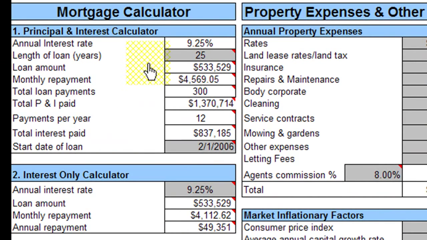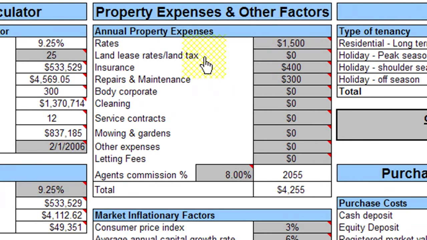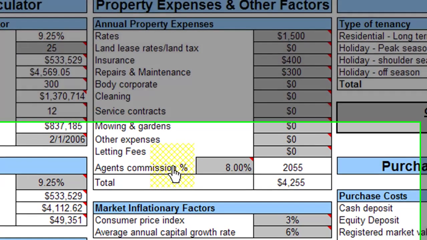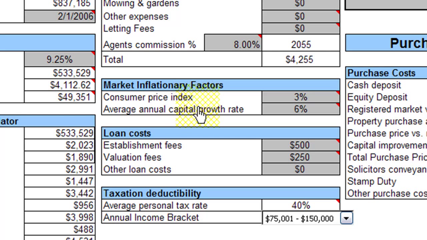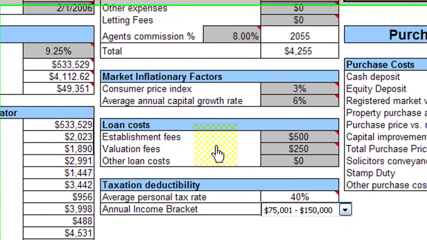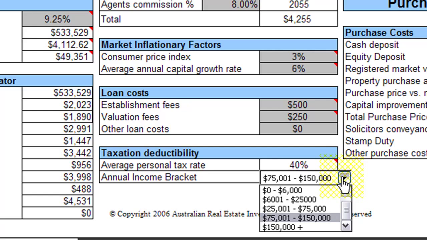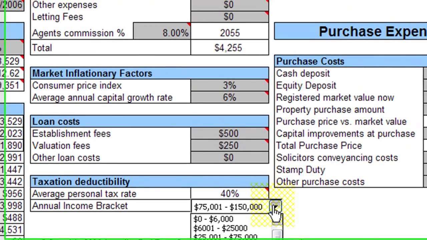So you can see here we've set some details up around the property's mortgage structure. A year ago the annual interest rate was 9.25%, reasonably high of course. We've got some information down here, property expenses, rates, insurance, stuff like that set up. We've put some information in here for agents commission, some details about the consumer price index and the forecast CPI over the next 10 years, the average capital growth rate over the next 10 years, some fees around loan costs. Of course, we've selected our annual income bracket so we can estimate taxation benefits.